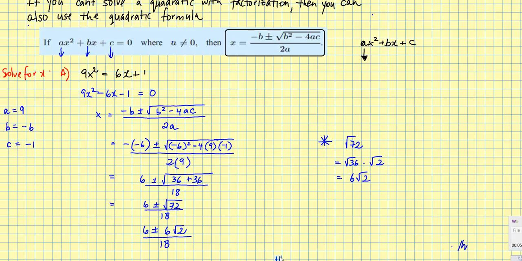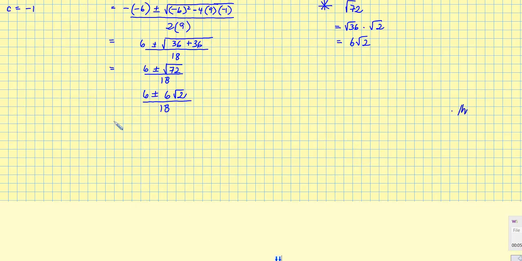Now, my final answer gets broken down, since I can remove a 6, I would end up with 1 plus or minus 1 root 2, or just root 2, all divided by 18. Now removing the 6 from the 6 and the 18, I have 3 in the denominator, and so my final answer would be 1 plus or minus the root of 2, divided by 3.